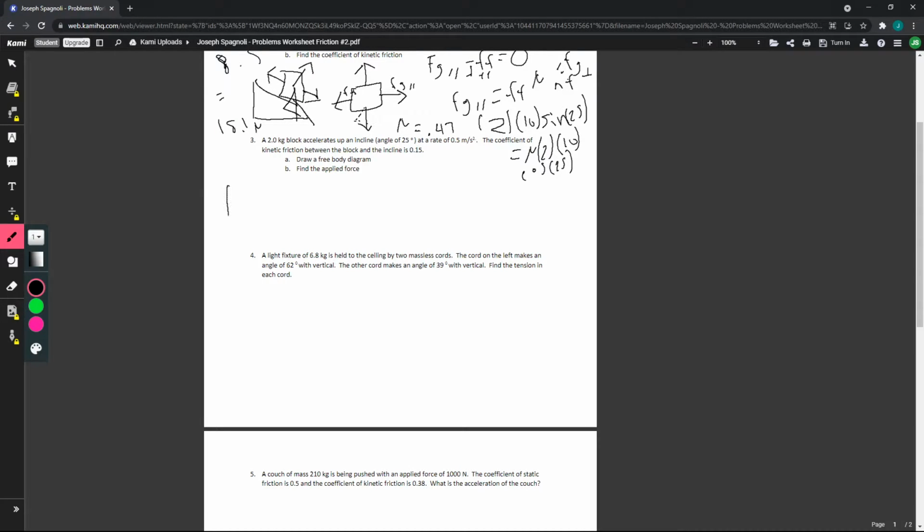I cannot. Okay. So, we have a 2 kilogram block that accelerates up an incline, so that means we gotta draw that fun triangle. Let's see, can I make this square better? Yes, I can. Good enough.